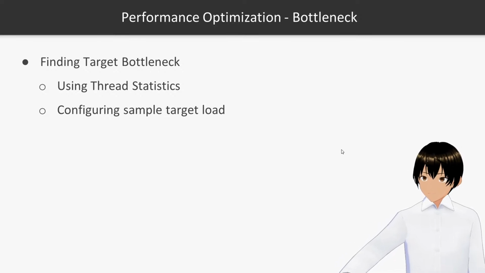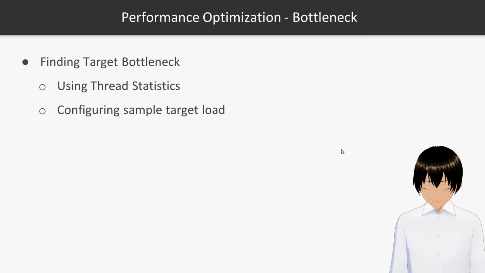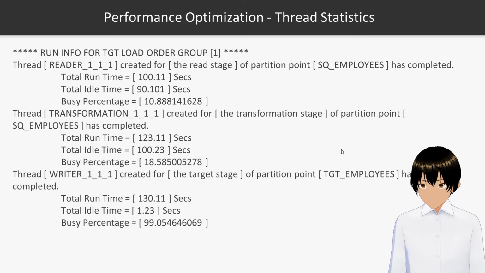Finding target bottleneck. Always consider checking the bottlenecks at the target side first. There can be various reasons for bottlenecks at the target. First, we need to learn to find the target bottleneck using thread statistics. These are part of the session.